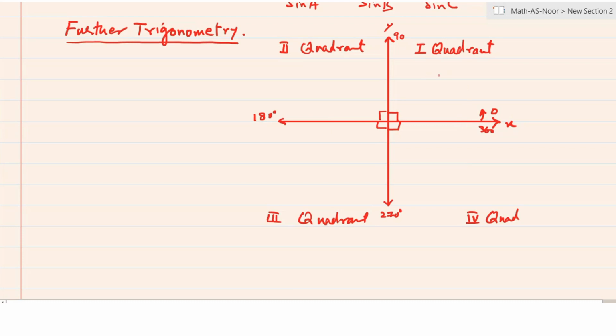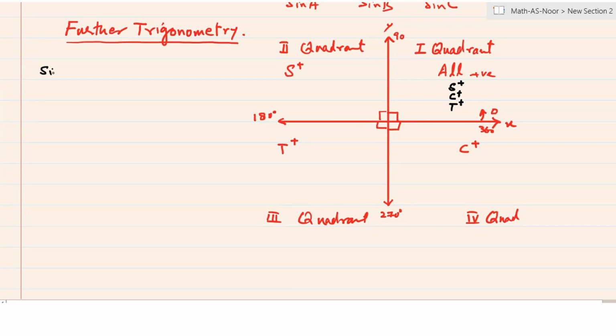We say that in the first quadrant, all are positive. In the second quadrant, sine is positive, and in the third quadrant only tan is positive, and in the fourth quadrant it is cos which is positive. When we say all positive, it means we are taking sine positive, cos positive, and tan positive. You must be thinking why all these values are positive.